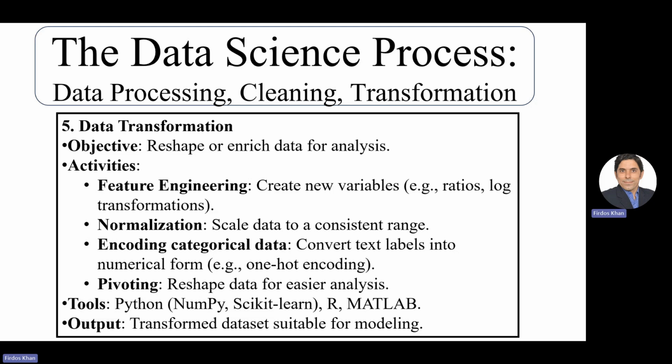Encoding categorical data. This means that you need to convert text labels into numerical form, for example, one hot encoding. In this case you need to convert categorical data with different categories, which is normally in text. You need to transform those categories into numerical form for easy analysis and handling. This is also one of the most important things when you have qualitative, categorical data.